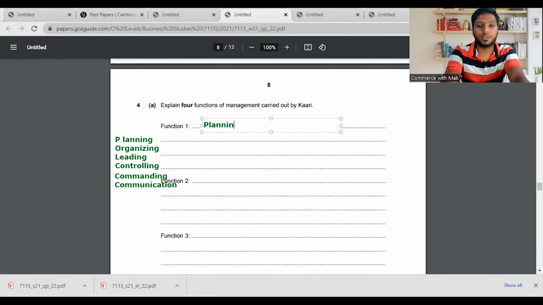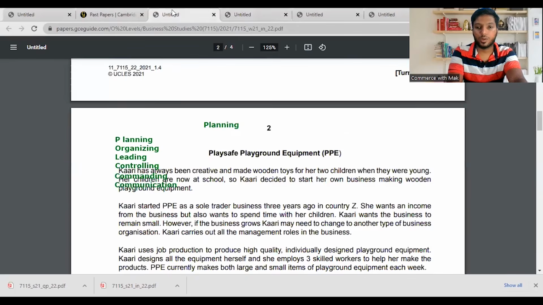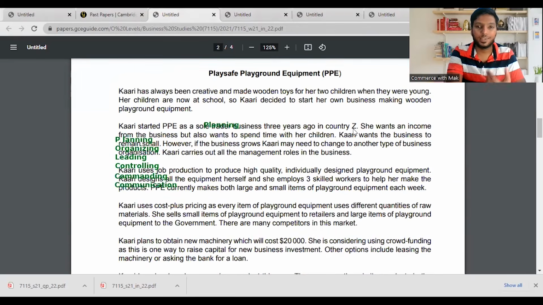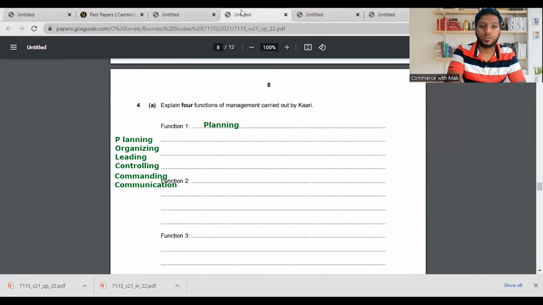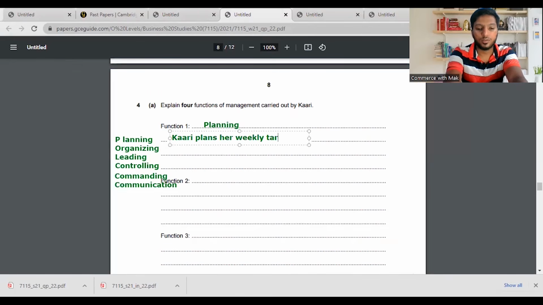What is the planning this lady Kari can do? I'm going to move on to the case study again to revise what we have learned until now. You can see this lady Kari sets out her own objective. She has her own plans and targets. So we can write that as an answer to this. Here I'll write: Kari plans her weekly target and sets the targets to her employees as well. So this is the first answer which we will write for 8 marks. It's a very quick 8 marks, so it's very easy to get.